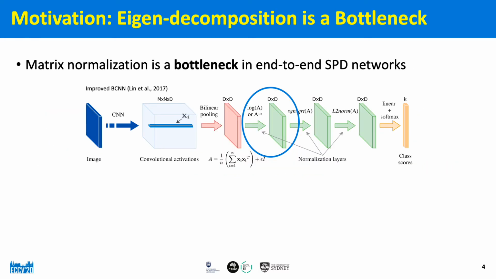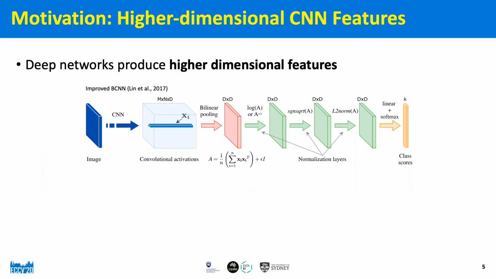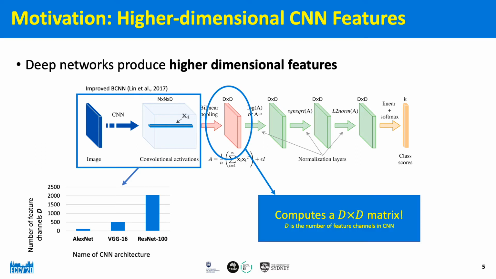However, in the existing end-to-end SPD networks, matrix normalization is a bottleneck due to their use of eigendecomposition. Unlike many matrix operations, eigendecomposition has poor GPU support, and its complexity increases quadratically with the increase of CNN feature channels. Modern CNNs, such as ResNet, produce higher dimensional feature maps. Eigendecomposition of SPD matrix produced from such higher dimensional features is extremely inefficient and impractical.